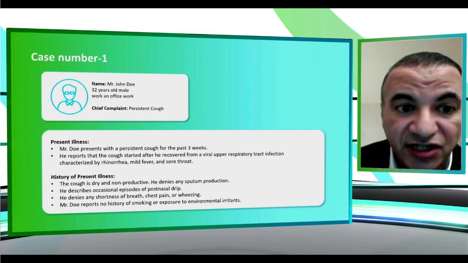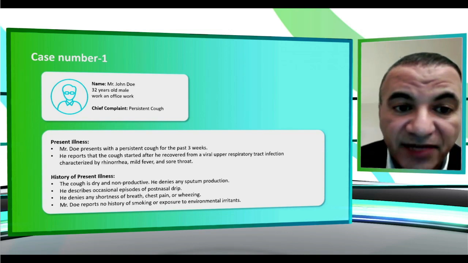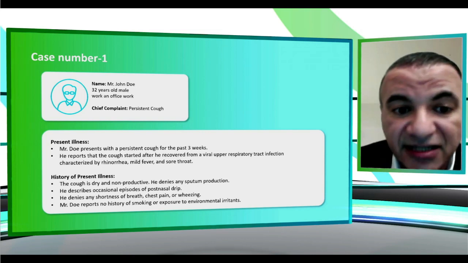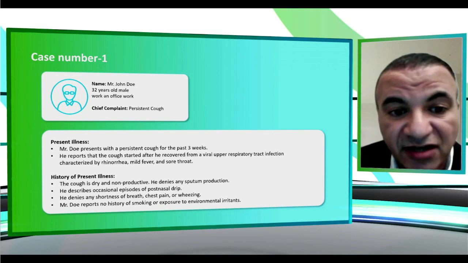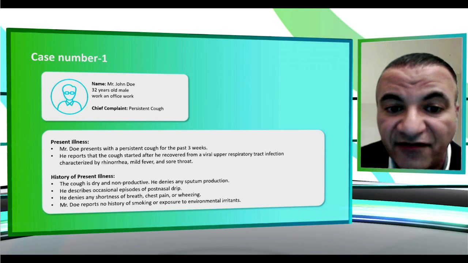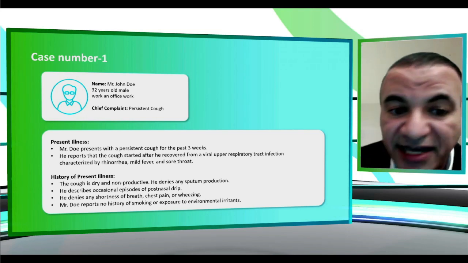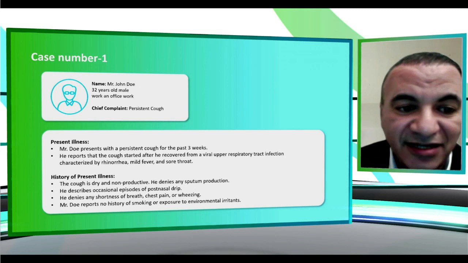He's a 32-year-old male working in an office. Chief complaint is a persistent cough. Mr. Doe presents with a persistent, dry, irritative cough for the past 3 weeks. He reports that the cough started after he recovered from a viral upper respiratory tract infection characterized by rhinorrhea, mild fever, and sore throat. Be careful, everybody. Every word and every letter makes a difference. So read it clearly and understand it clearly.